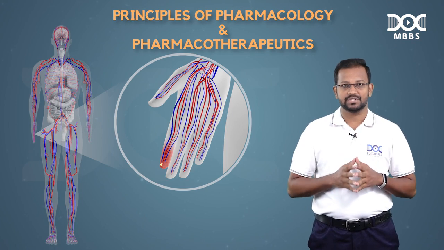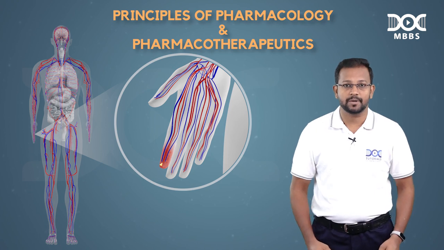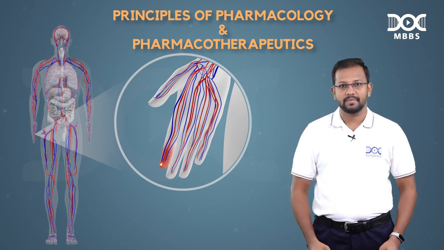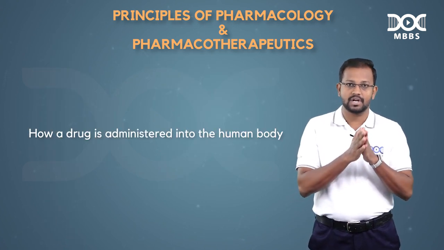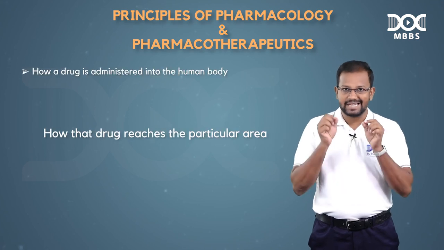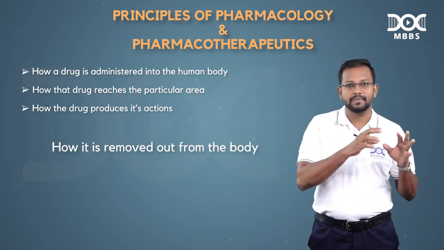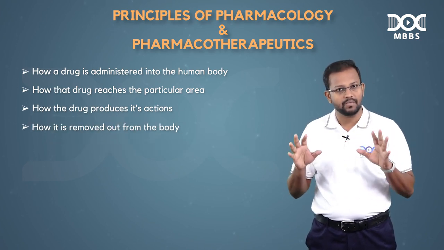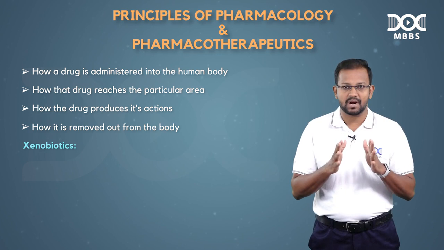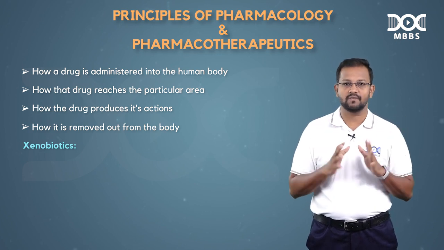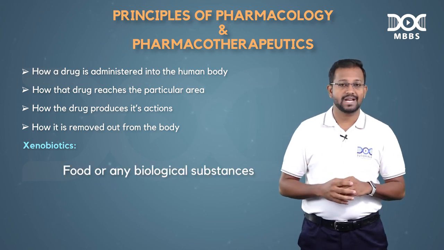That is where pharmacology comes in. This is what the principles and basics of pharmacology and pharmacotherapeutics come under, and that's what we're going to read in your general pharmacology, guys. We're going to talk about how a drug is administered into a human body, how that drug reaches the particular area, how it produces its actions, and how it is removed from the body, because these are all what we call xenobiotics. Xenobiotics means anything apart from the natural neurotransmitters. Anything which you take from outside. It might be your food or any biological substance.